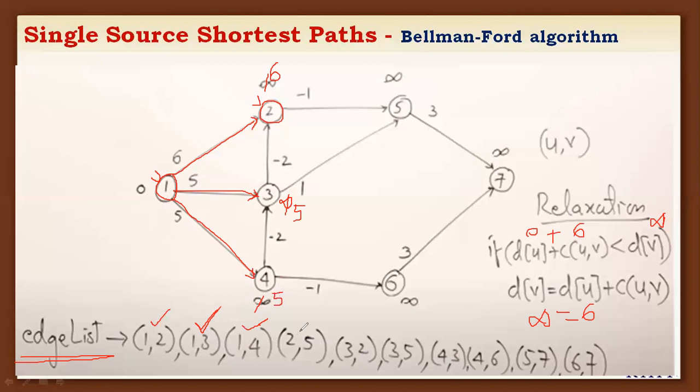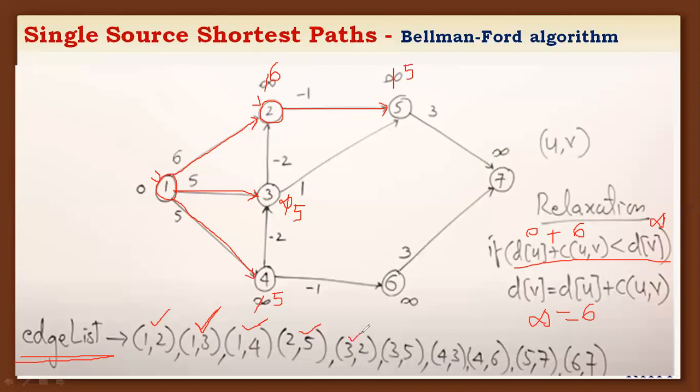Okay. Next, you can consider the edge 2 to 5. What is the distance from 2 to 5? You don't know, that's why you consider infinity. But the distance from 2 to 5 is 6 minus 1. So the distance of 2 is 6, and you simply apply this formula. So 6 minus 1 is 5. If you compare 5 with infinity, which one is minimum? 5 is minimum. So infinity is replaced with 5.